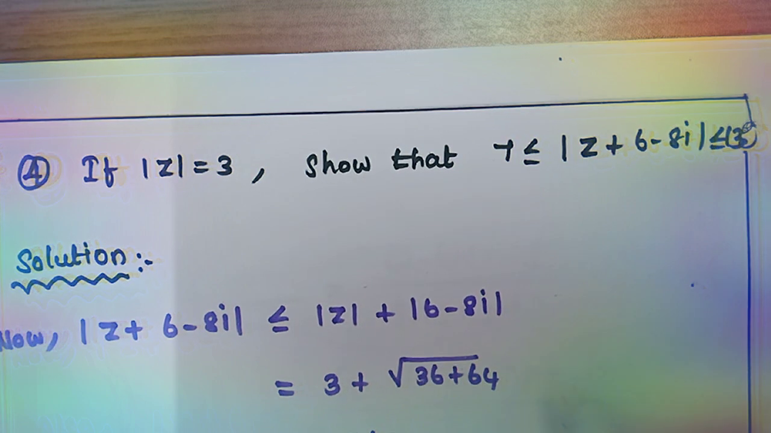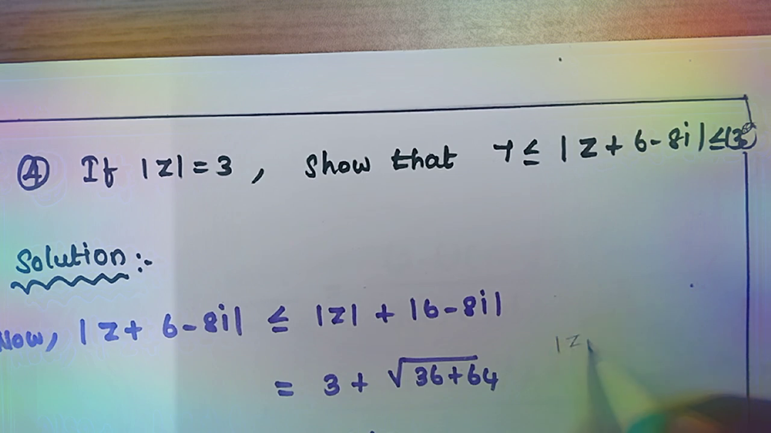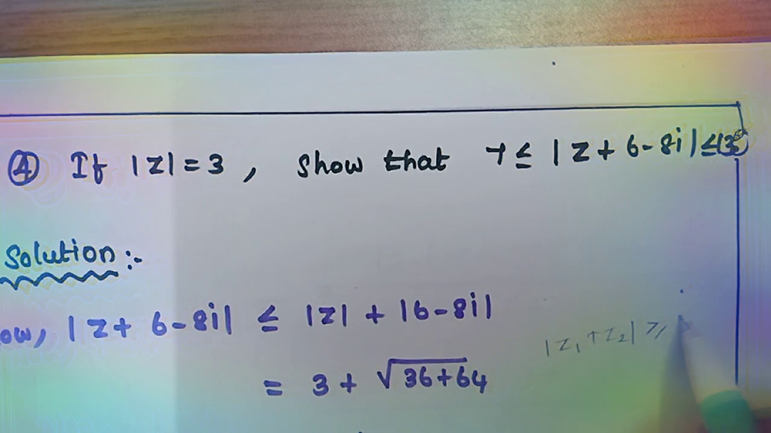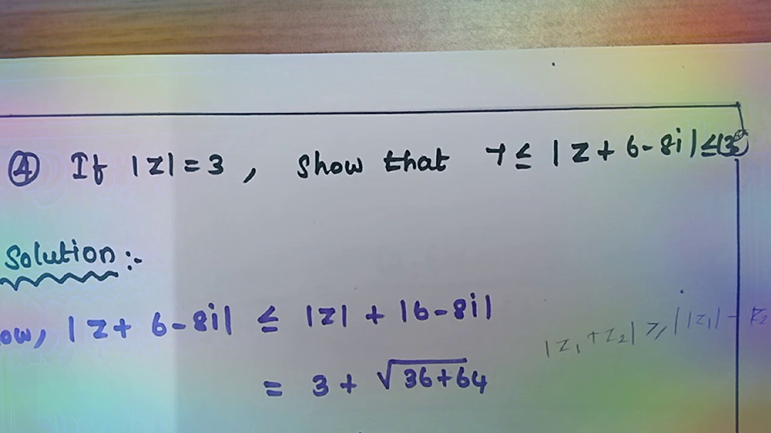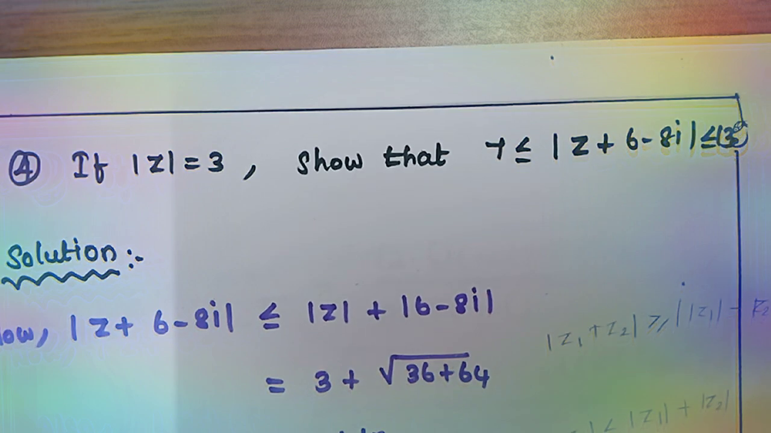Before we look at this problem, we have to see two properties. Modulus of z1 plus z2 is greater than or equal to modulus of mod z1 minus mod z2. And modulus of z1 plus z2 is less than or equal to modulus of z1 plus modulus of z2. So we use these two properties in this problem.